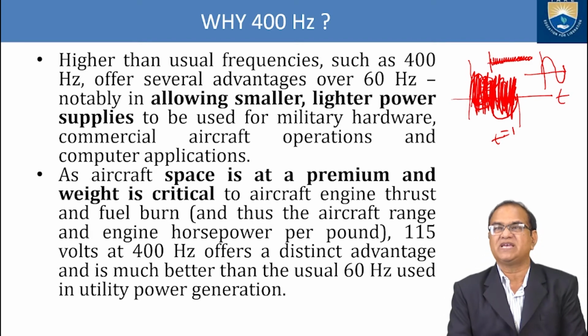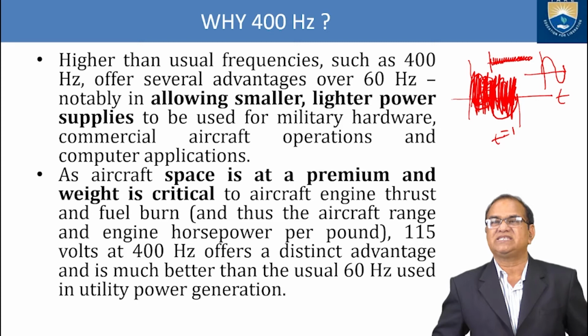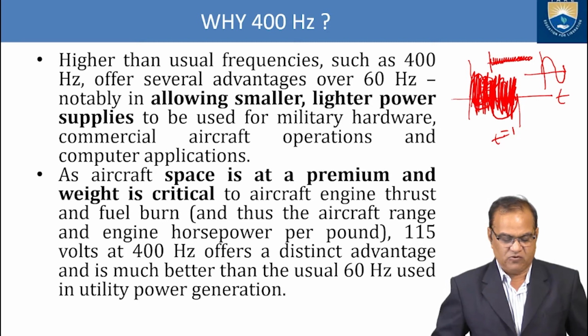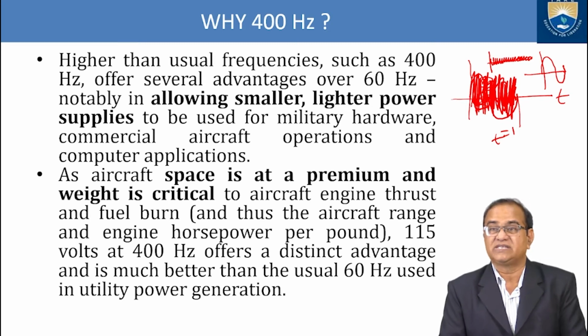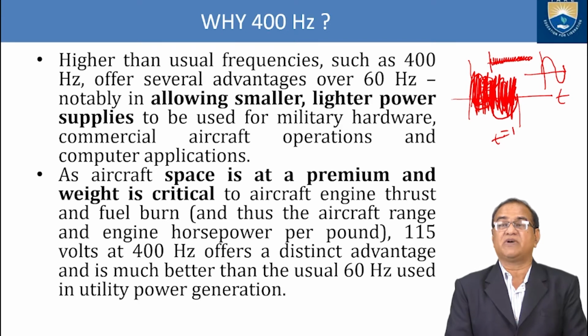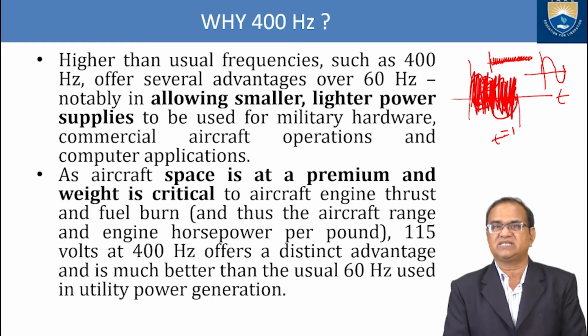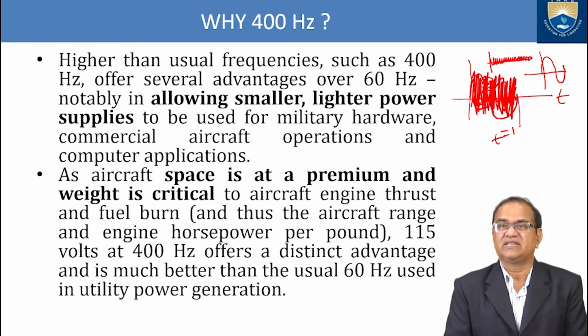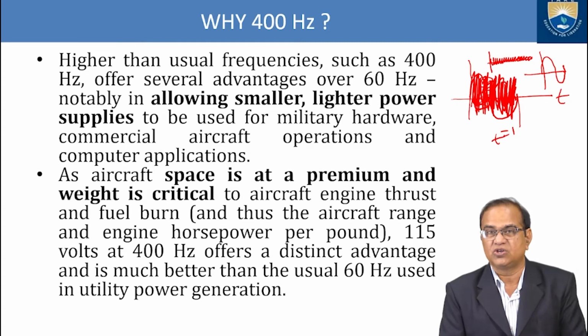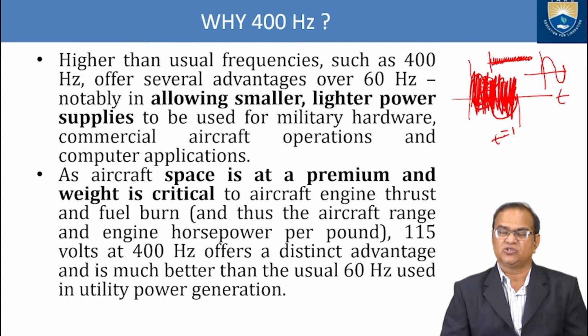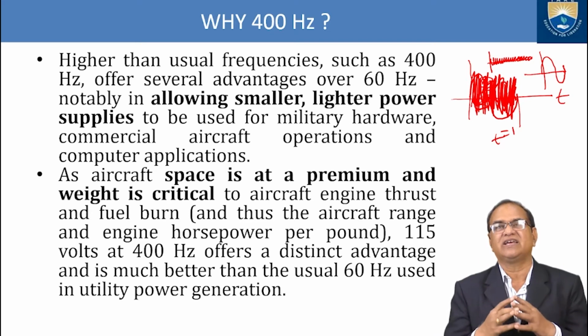As aircraft space is at a premium, and weight is crucial to aircraft engine thrust and fuel burn, and thus the aircraft range and engine horsepower per pound, 115 volt at 400 hertz offers a distinct advantage and is much better than the usual 60 hertz used in utility power generation. So what is the meaning? It allows a smaller, lighter supply.